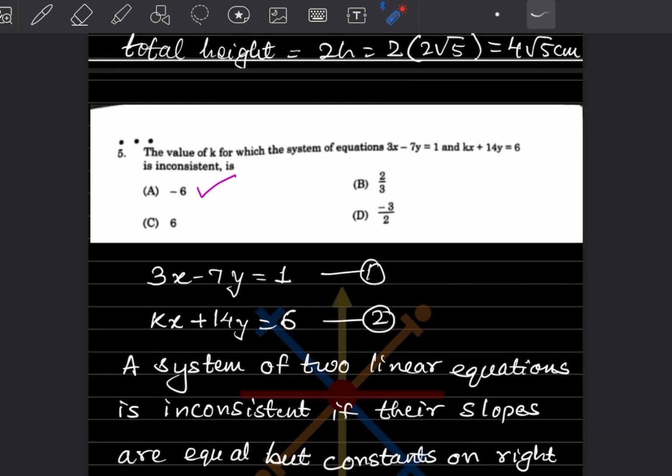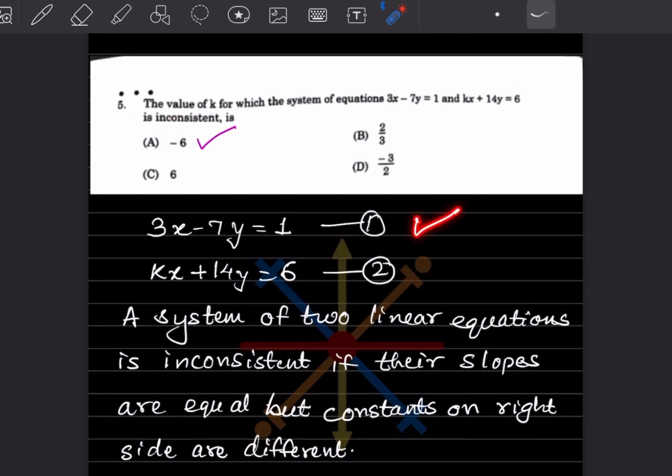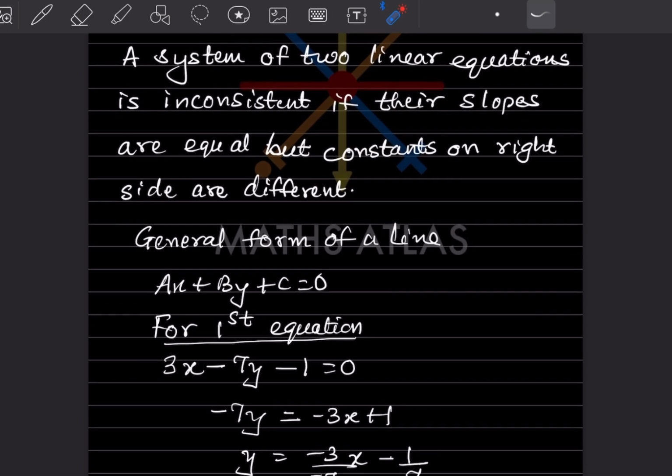The value of k for which the system of equations 3x minus 7y is equal to 1, and this is the other equation given, is inconsistent. So we have to find the value of k. So these are the two equations given. Let us consider this as 1 and this as 2. A system of two linear equations is inconsistent when their slopes are equal but the constants on the right side are different. The general form of a line, you know, is ax plus by plus c is equal to 0. So now let us take equation number 1. So 3x minus 7y minus 1 is equal to 0. This is in this form.